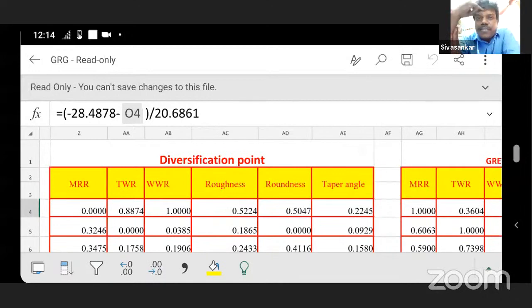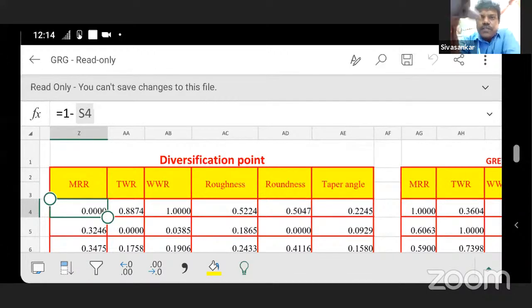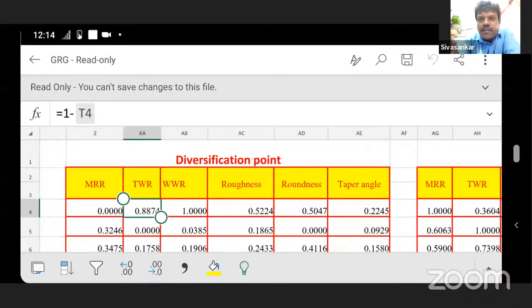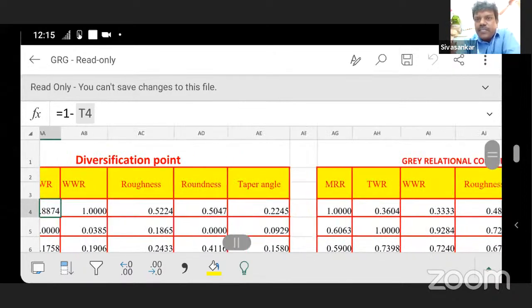You please keep in the first cell of MRR, sir. Diversification point, that is one minus the previous value. Everything is the same. Please keep the first cell of TWR. Simply 1 minus that particular value. Like that, we can calculate the diversification point for all the values. Please go to the next table, sir.